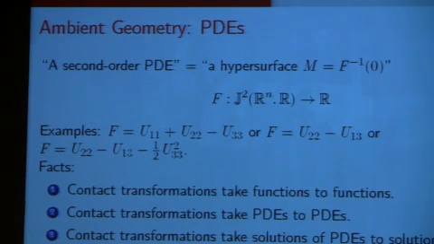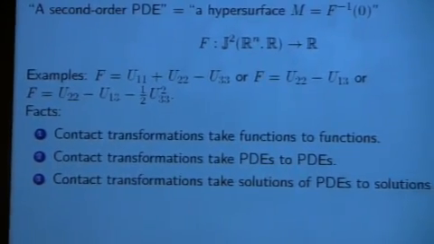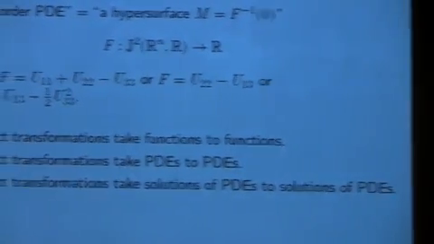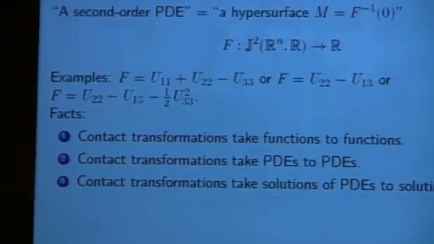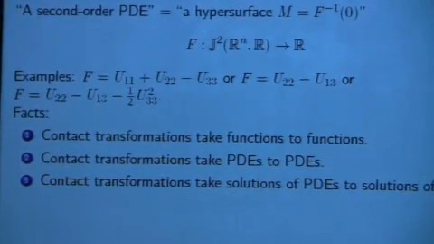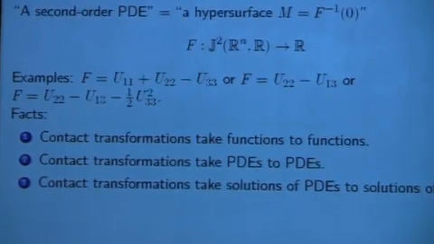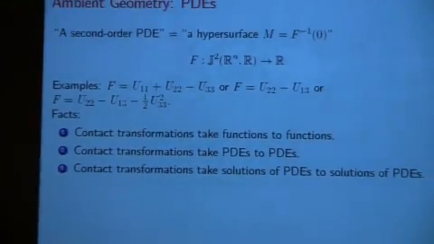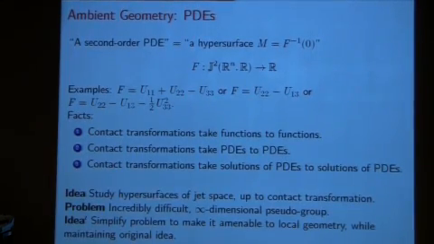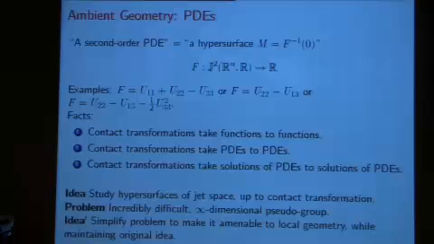So again, contact transformations take jet graphs of functions to jet graphs of functions. Of course, they're diffeomorphisms. They're also taking hypersurfaces to hypersurfaces. So in particular, they're taking solutions of PDEs to solutions of PDEs, right? A solution to a PDE is a jet graph of a function that lands in f inverse of 0. So anything we want to do about the geometry of PDEs better be up to contact transformation. It preserves all the important facts about a PDE that we ought to care about.